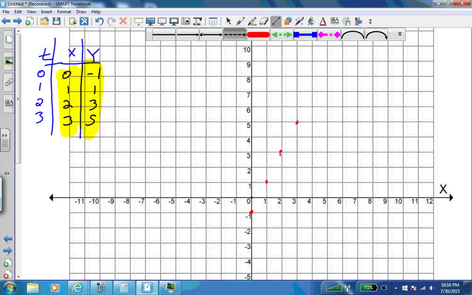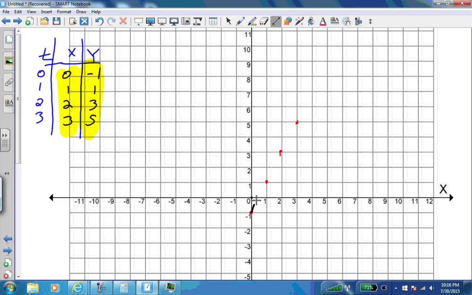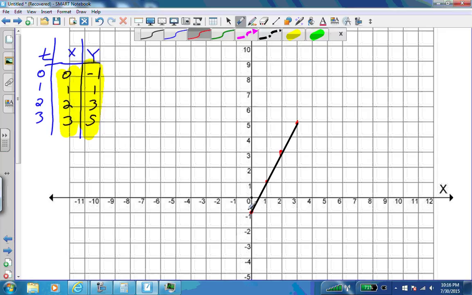So we travel along that path. And notice we did this point first, then that point, then that point, then that point. If we're concerned about the motion and the direction of the object, it started here and it went in this direction.